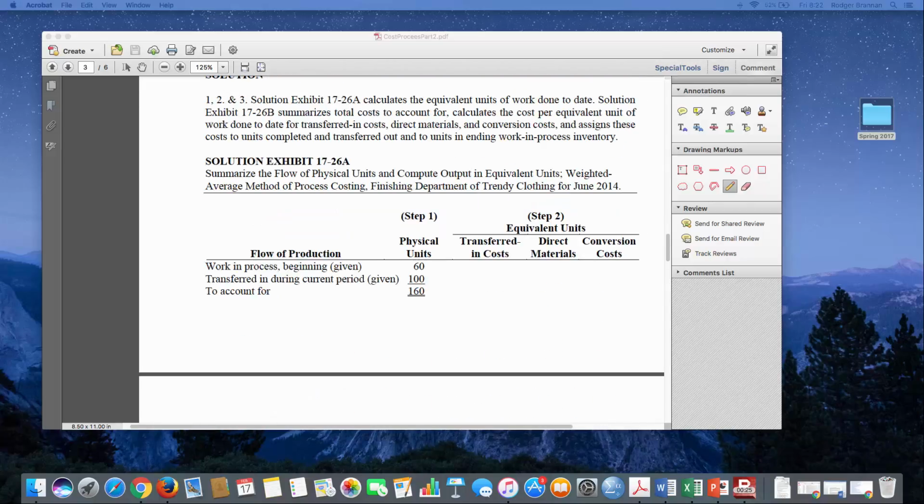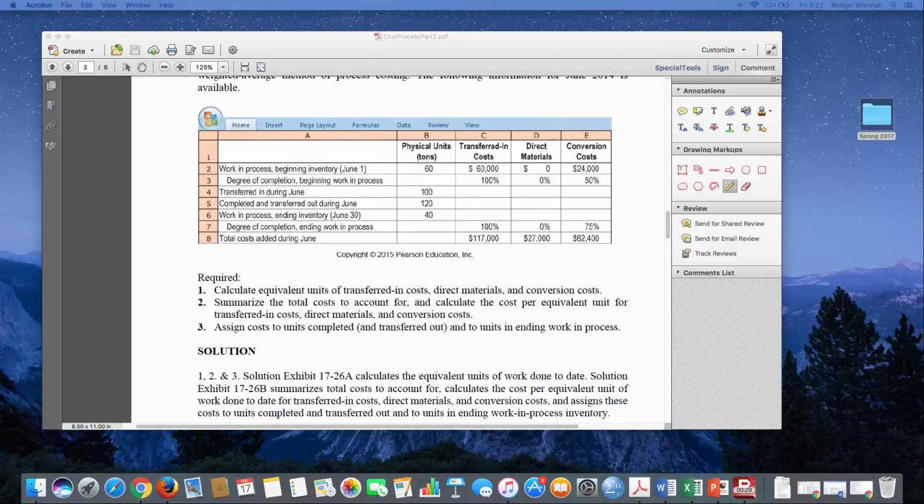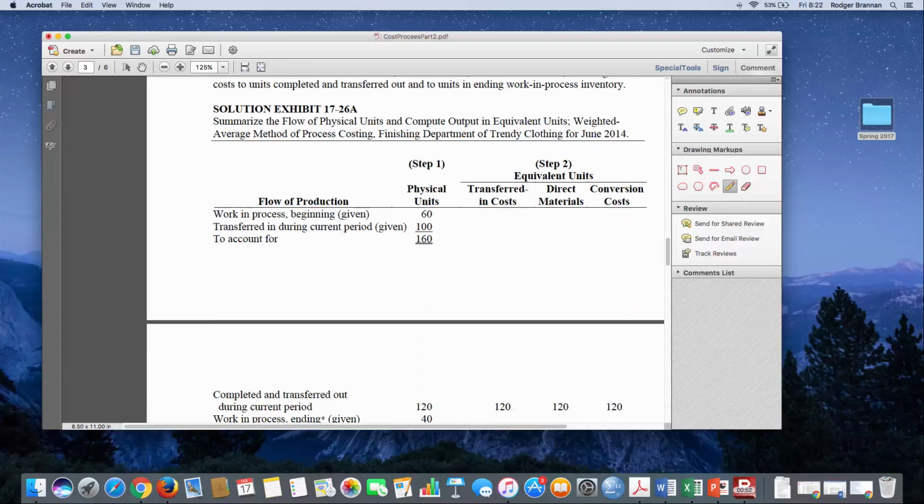Now, again, the idea here is that they have the 160 units that they have to account for, which is made up of what they have in the beginning plus what got transferred in. Because they really don't initiate anything in this department, they take what they're given. They finished 120, and there are 40 units left in the ending inventory. So let's go back and look at this.